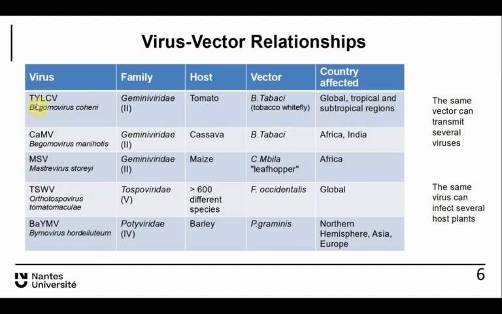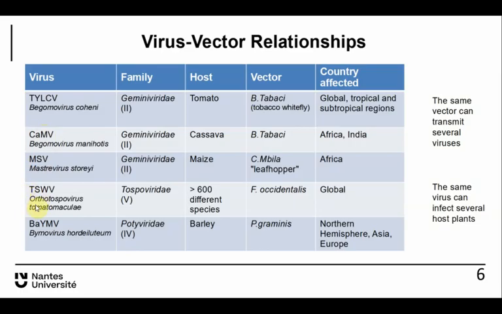So this one is tomato yellow leaf curl virus. This one is cassava mosaic virus. This is maize streak virus. And this is tomato spotted wilt virus. And this is barley, I think, yellow mosaic virus. Also, you have different names like yellow mosaic, yellow mottle. Sometimes it's difficult for me to remember. Okay, so host species and then something to do with the symptoms.